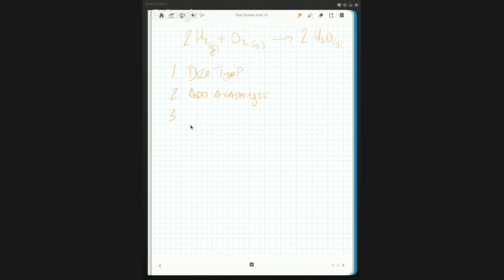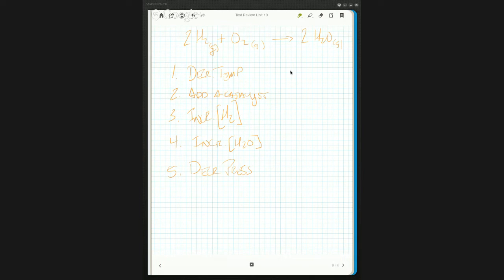Number 3, what if we increase H2? So increase the concentration of H2. 4, what if we increase the concentration of H2O? Number 5, what if we decrease pressure? So this could be similar to what you might see on the test. And you would have to write increase or decrease next to all of these.